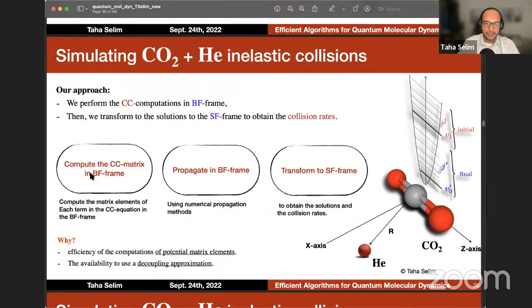So our approach is that we compute the CC matrix, the matrix representation, to solve the Hamiltonian. Then we make a numerical propagation to solve it, and then obtain the results in a space-fixed frame. We have two frames here. I will not talk about any mathematical details, but I can elaborate that the body-fixed frame is a frame that is attached to the colliding parties. The lab frame, or the space-fixed frame, is when you see the system from above; basically you are in the lab, not on board with the molecules.